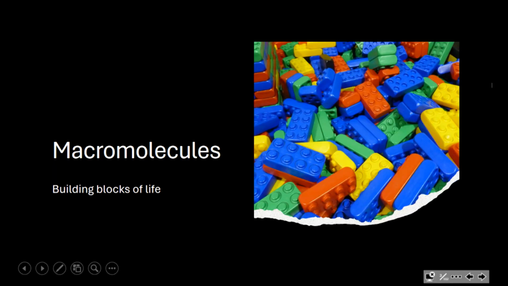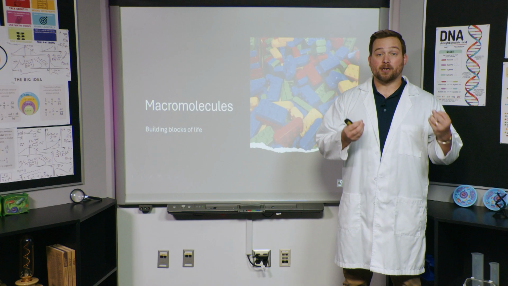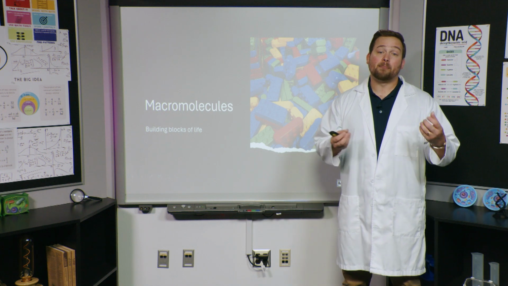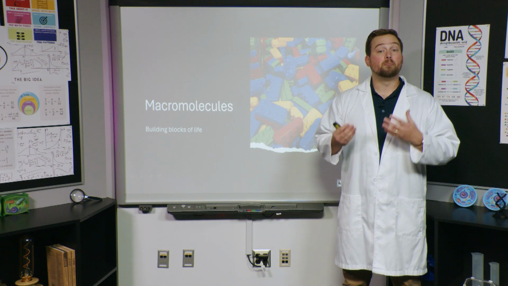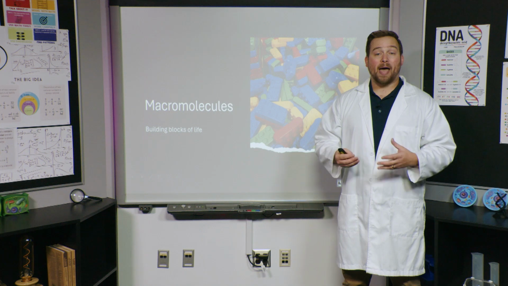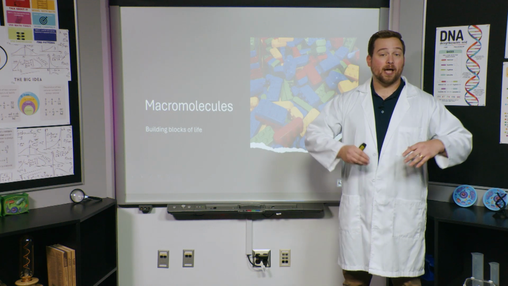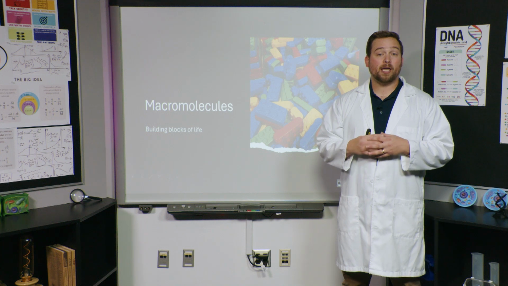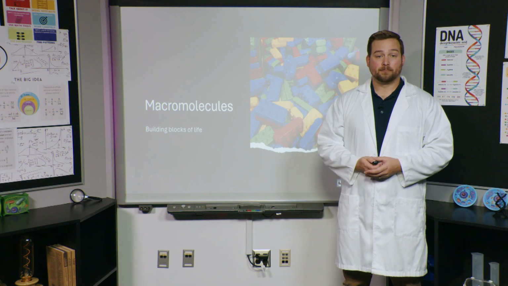What are macromolecules? Macromolecules are the building blocks of life. So last time we talked about how cells are the basic unit of structure and function for life. Macromolecules are the things that come together to make up cells. So if cells are the basic unit of life, then macromolecules are the things we use to build life. Okay, so macromolecules, they're smaller than cells, they're smaller than organelles, but when you get a lot of macromolecules working together, you can make life.